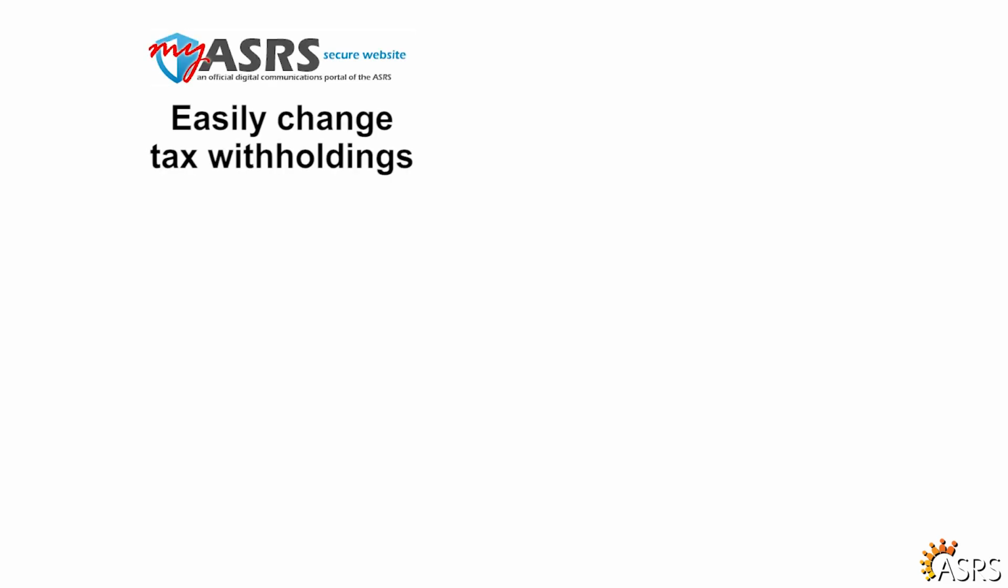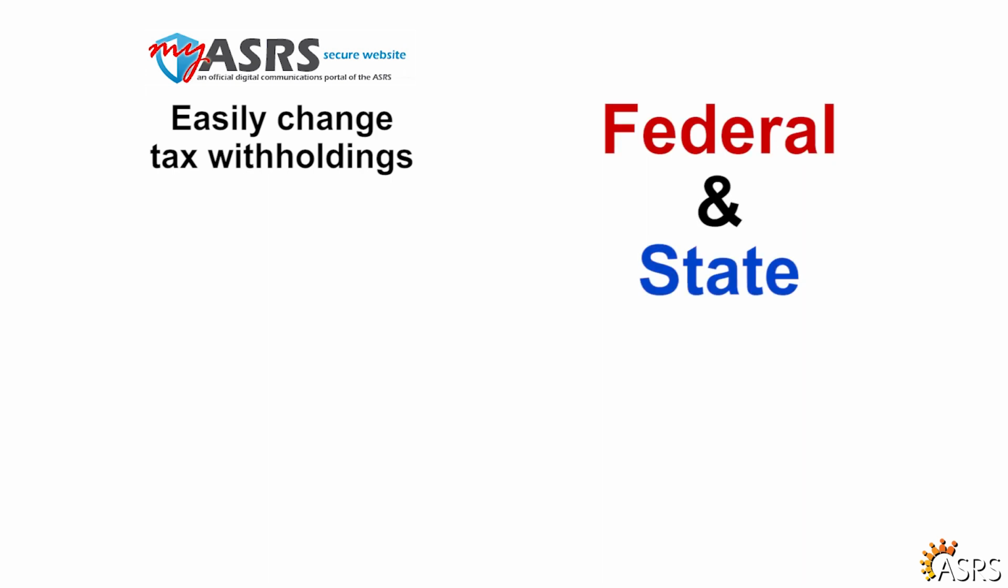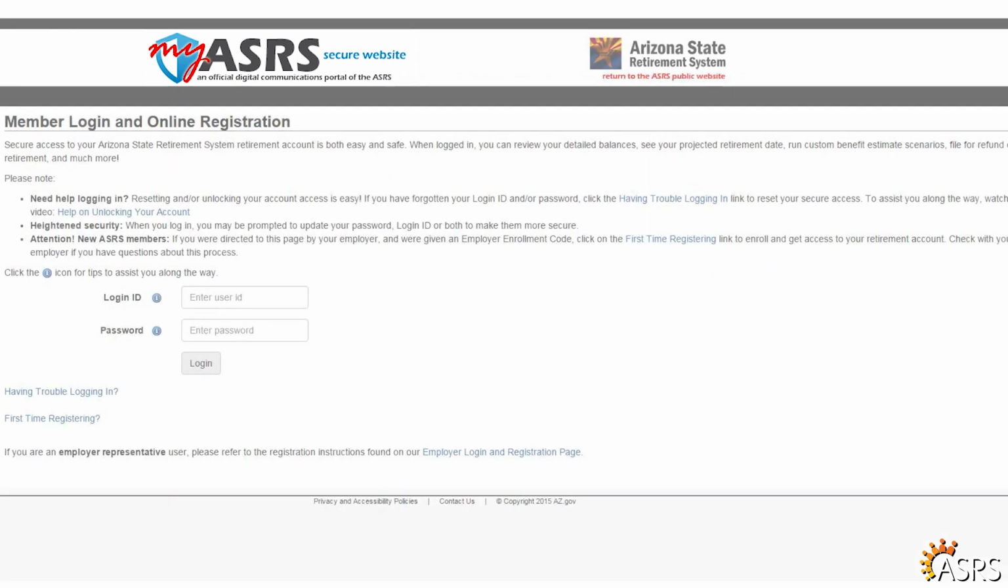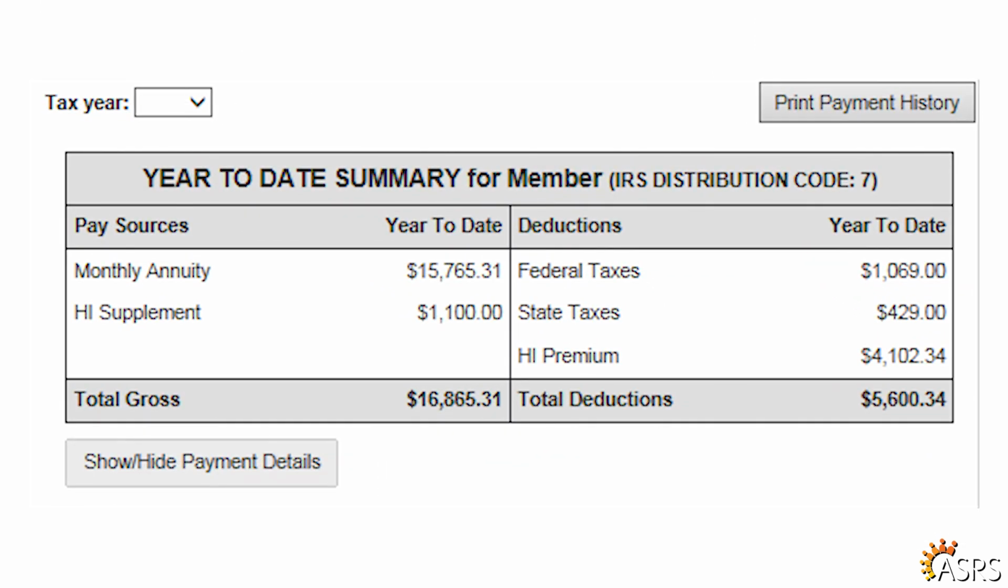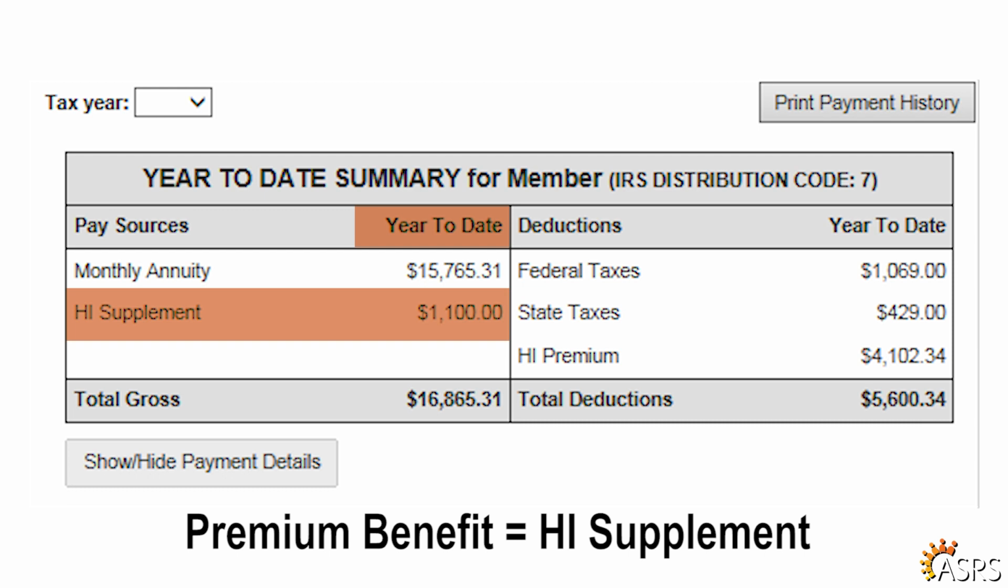Here are a few more things you might want to know. You can easily change your tax withholdings, both federal and state, through your My ASRS Secure account. If you want to know the total amount withheld for your health insurance premiums, log into your Secure account to view your December direct deposit payment history. On the right-hand side, under each year to date, you'll find the total amount of your premiums on the line marked Health Insurance Premium. On the left-hand side of the statement, under Year to Date, you'll find the total amount of your premium benefit on the line marked Health Insurance Supplement. The ASRS paid this total amount toward your health insurance during the tax year.